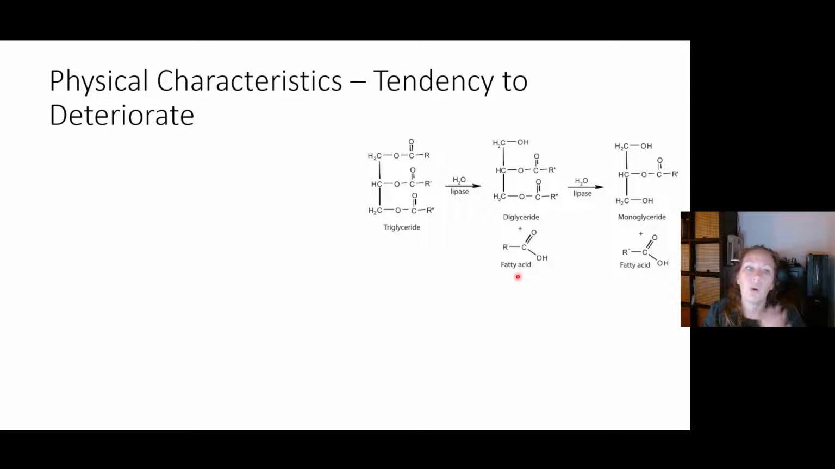Okay, so completely different process than lipid oxidation. And we've already learned about hydrolysis with carbohydrates. Okay, so this should be fairly easy. This is the same reaction except in lipids, just like with carbohydrates. We use water to break apart the lipid. Okay, so with carbohydrates, we use water to break apart the carbohydrate, right? Hydrolysis in lipids uses water to break apart the lipid.